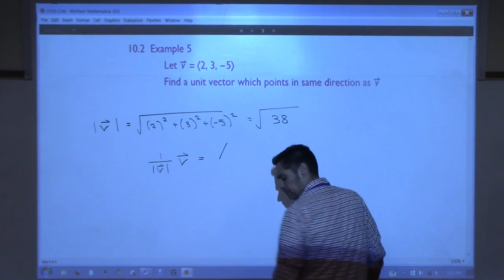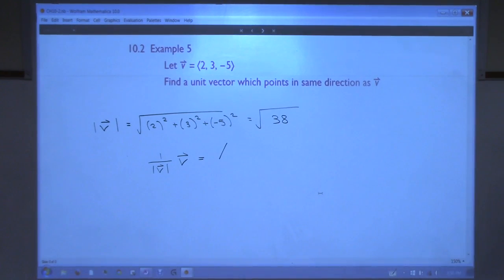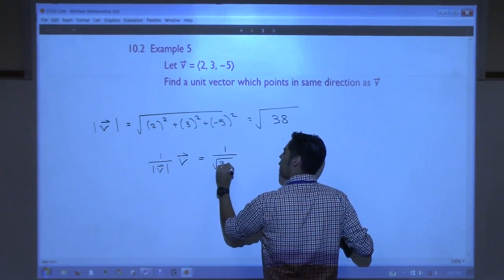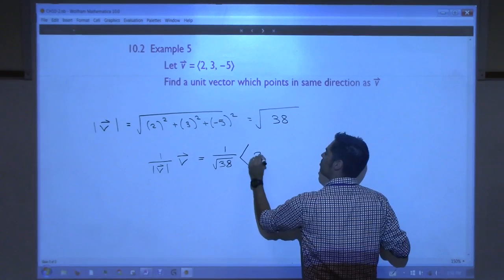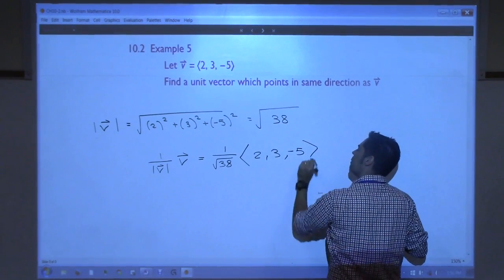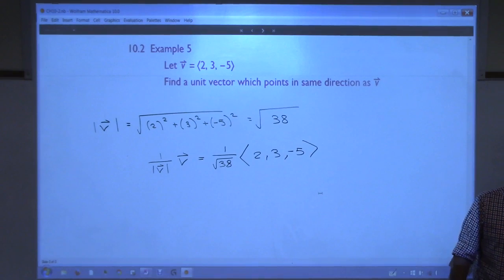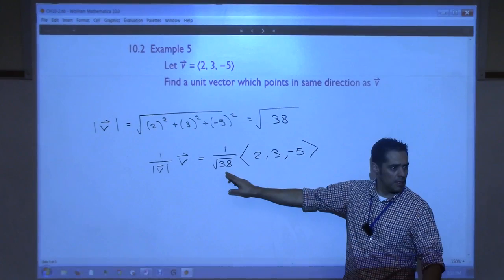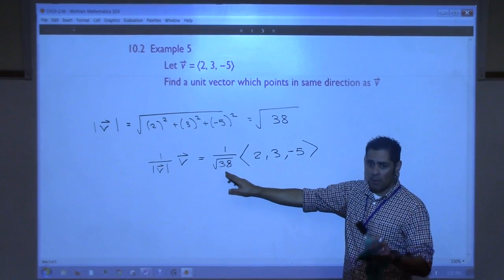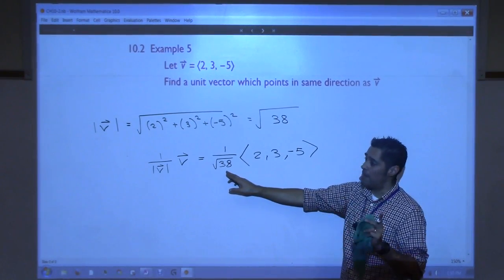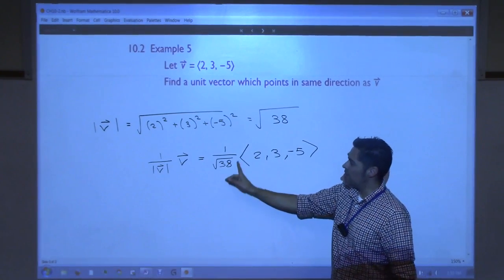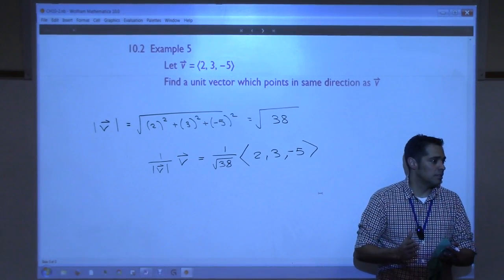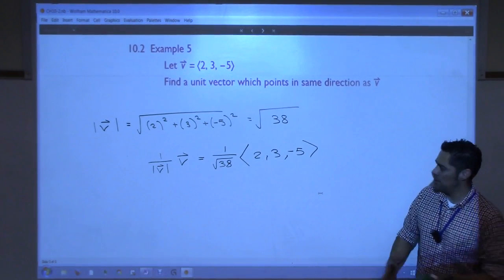So I'm going to take 1 divided by root 38, and I'm going to multiply the vector 2, 3, negative 5 by that, right? Didn't we already say that if I take a vector and multiply it by any number other than 0, it will be parallel? It'll point in the same direction? Well, unless I multiply by a negative, right? Then it flips it the opposite direction. So this is a positive number. So the answer to this should point in the same direction as my vector. It's just going to not be as long.